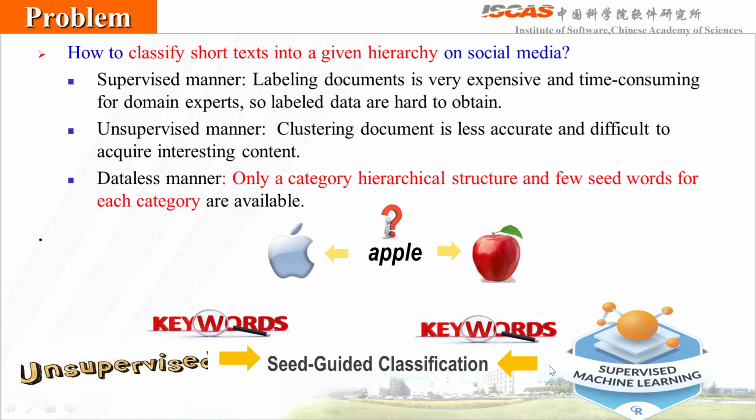For the supervised manner, labeling documents is very expensive and time-consuming for domain experts, so labeled data are hard to obtain. For the unsupervised manner, clustering documents is less accurate and it is difficult to acquire interesting content. Thus, many researchers deal with this task in a dataless manner, also called a weakly supervised manner. Only a category hierarchical structure and a few seed words for each category are available.